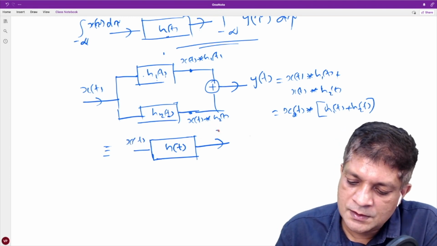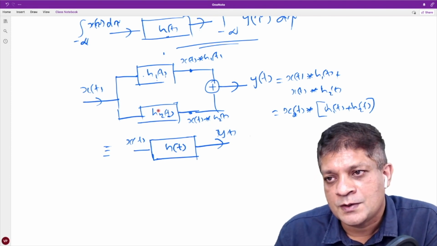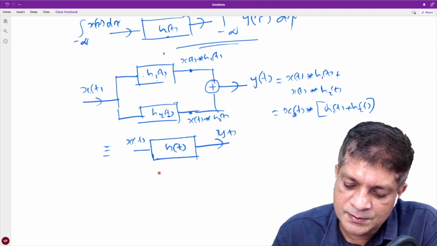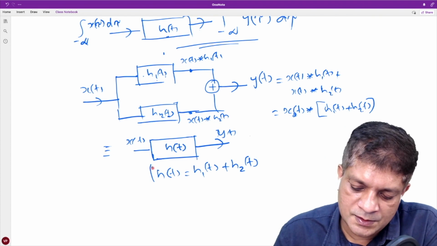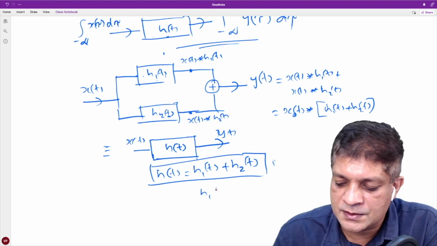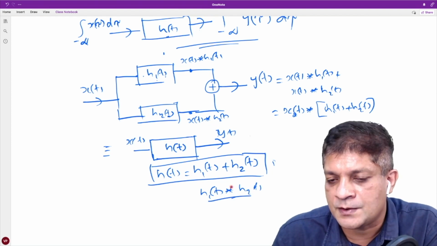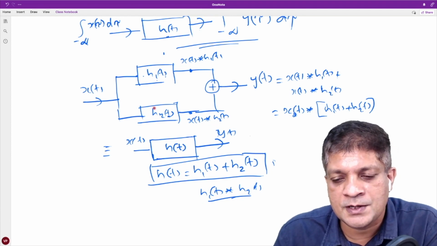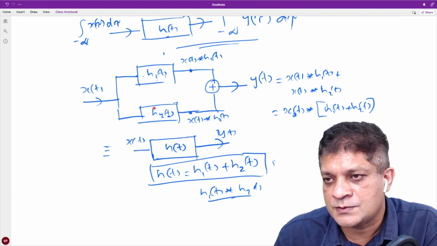Now tell me, what is the impulse response of the equivalent system if the two systems h1(t) and h2(t) are connected in parallel? The impulse response of the equivalent system is h(t) equals h1(t) plus h2(t). This is for parallel connection, and for cascade connection it is h1(t) convolution h2(t). That is the difference. And all these properties are applicable to discrete time systems also. I'm taking examples of continuous time systems only.